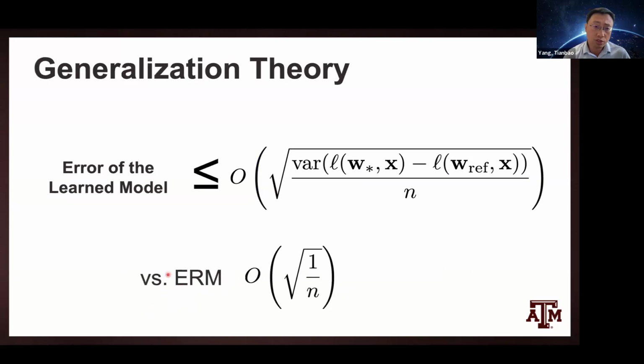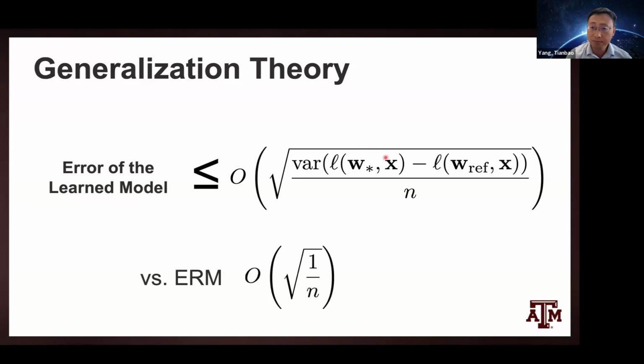Okay, so this is the generalization error, which measures the error of the model on all possible data, taking the expectation over the underlying distribution. So we bound the generalization error. The upper bound here is big O of a square root of the variance of the loss, calculated using the optimal model W star. W star is the optimal model that optimizes the underlying testing performance, the testing error.